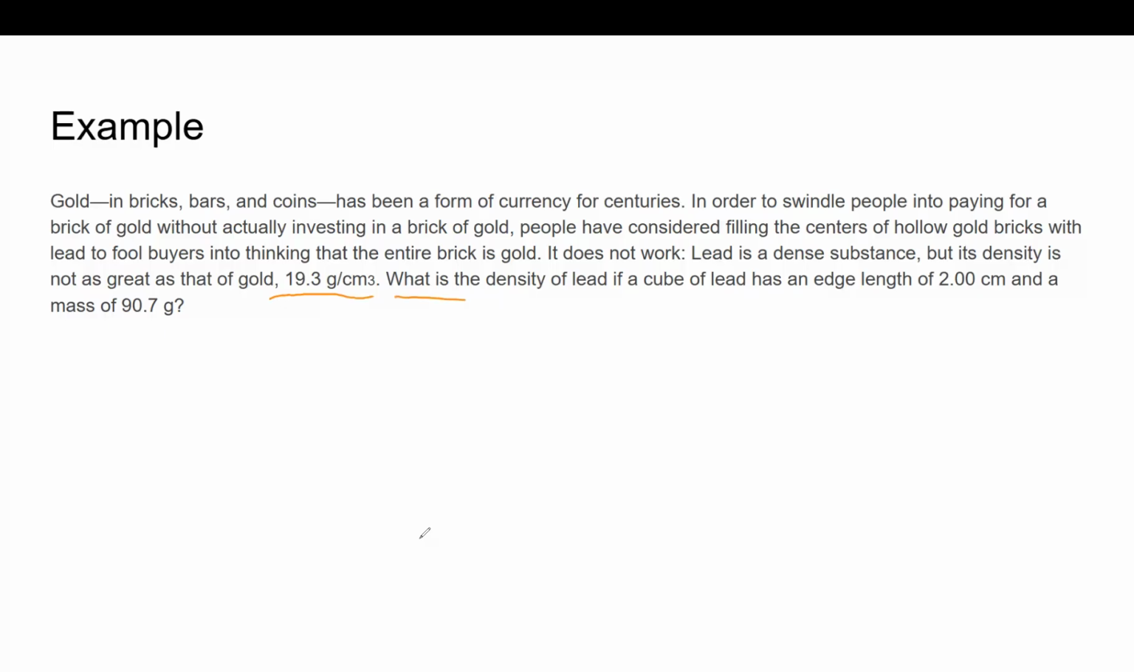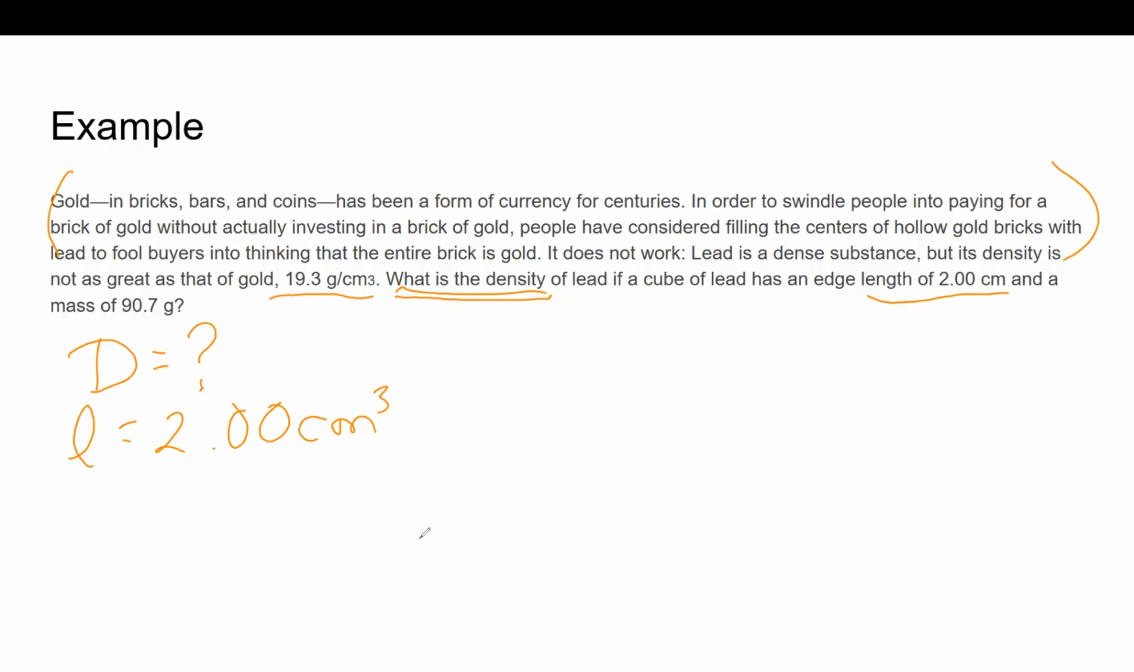So, what are we looking for? What is the density of lead if a cube of lead has an edge length of 2.00 centimeters cubed? I like to write everything down as I see and identify it because otherwise I tend to get overwhelmed. It's a lot of words with some numbers in there, so I need to break it down. This here is all filler, just a little history lesson because people did do this.